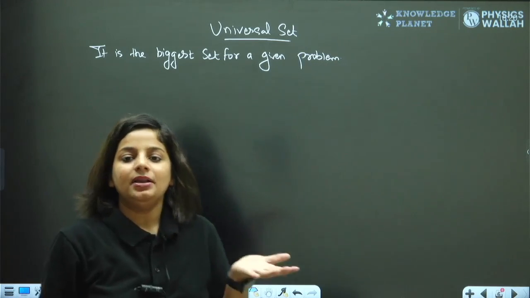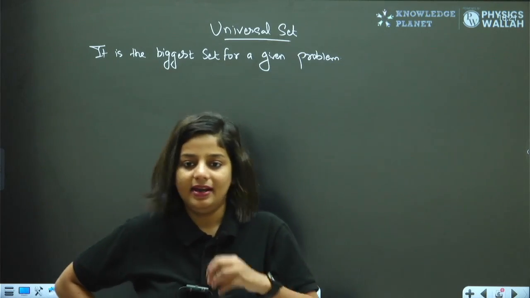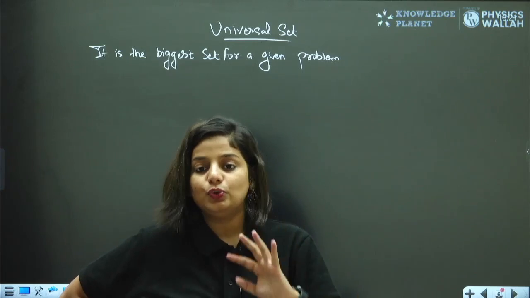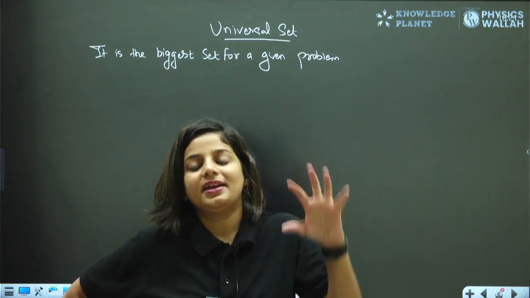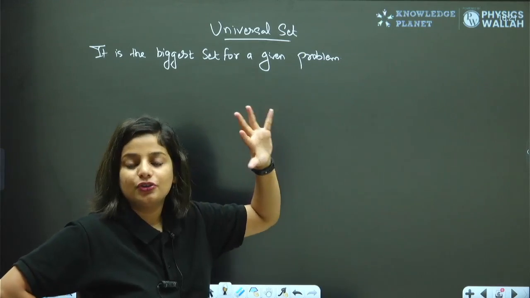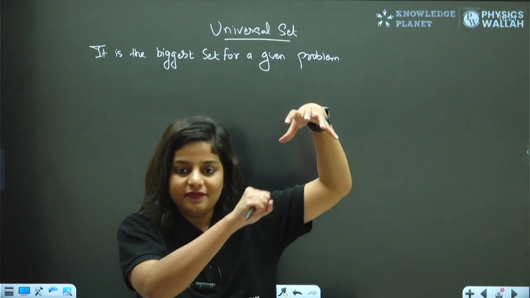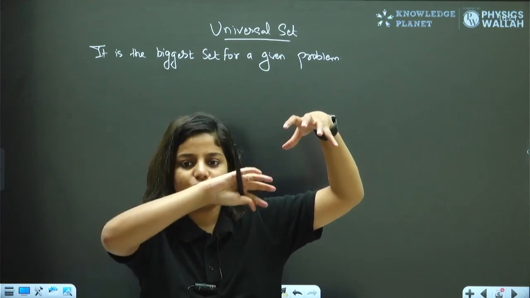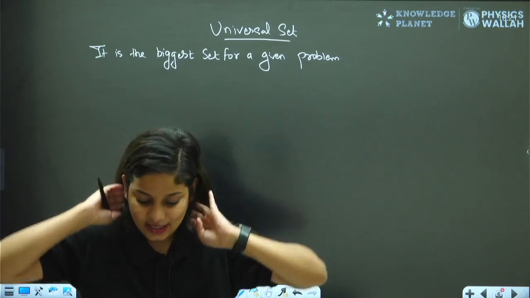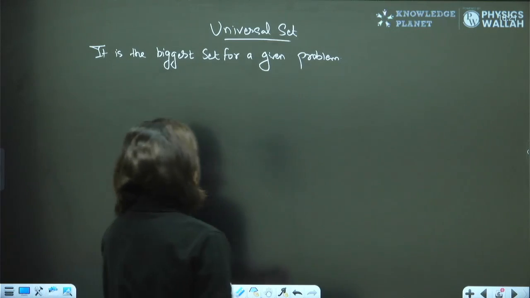For example, in a school, there are first standard, second standard, third standard students. What will be the biggest set of all these students? When I mention all the students of the school, that will be the biggest one. Students of standard 1 are a subset of it, students of standard 2 another subset, students of standard 3 another subset. So multiple subsets, but only one universal set.